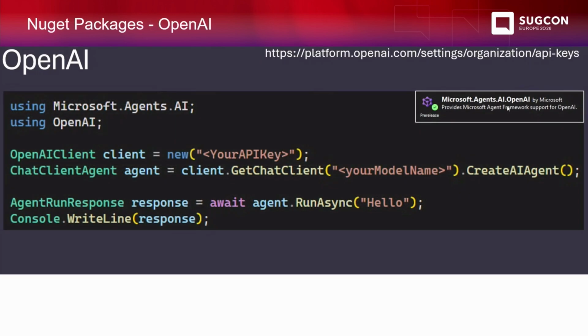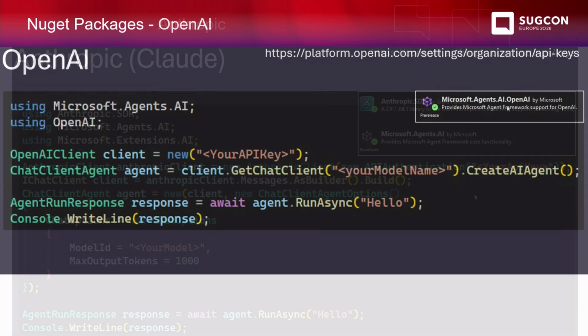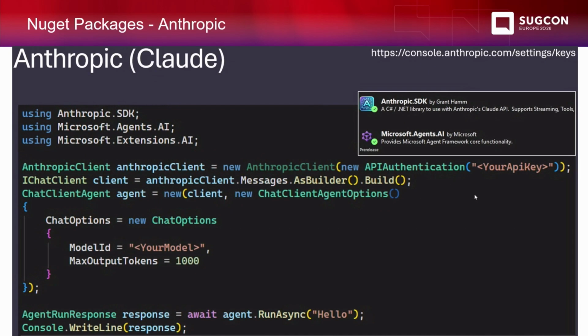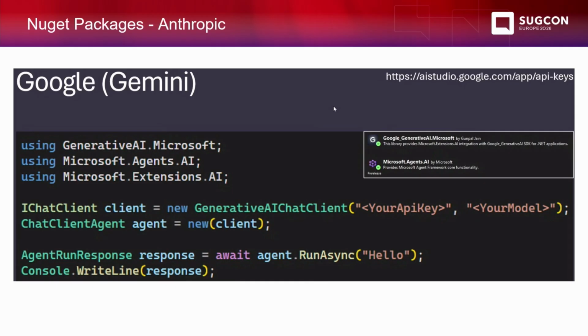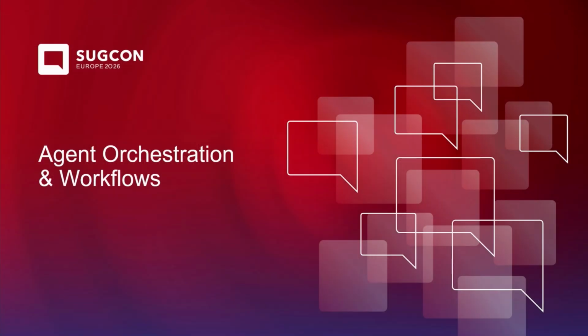So you probably didn't notice, but you might have seen references to OpenAI, and there's NuGet packages to help you interact with OpenAI. There's also ones for Anthropic and for Google, Gemini, and also lots of other providers. So, you know, there's lots of utility packages that you can use to interact with different models.